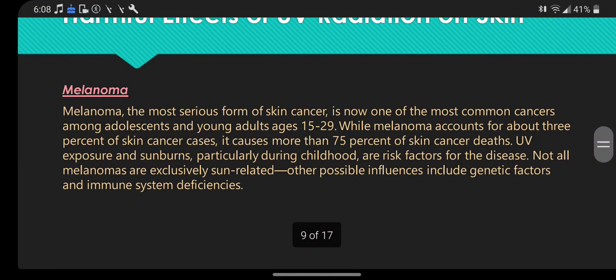Melanoma. Melanoma, the most serious form of skin cancer, is one of the most common cancers among adolescents and young adults aged 15 to 29. While melanoma accounts for about 3% of skin cancer cases, it causes more than 75% of skin cancer deaths.